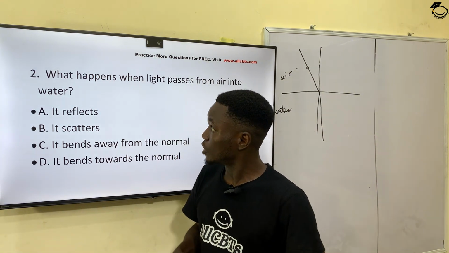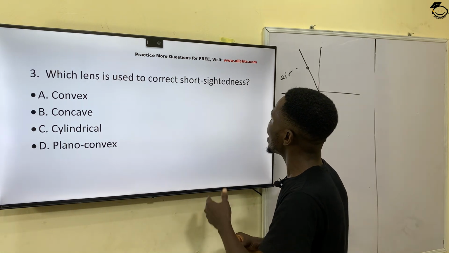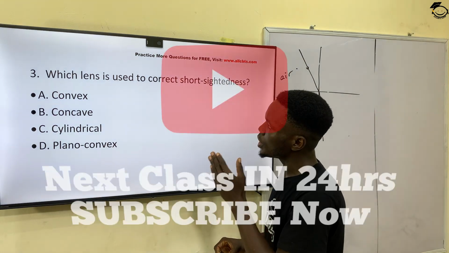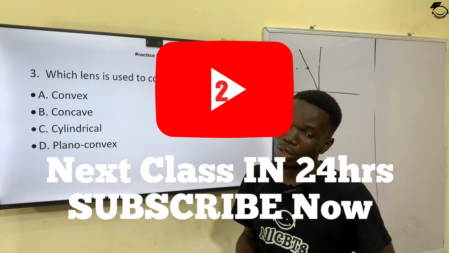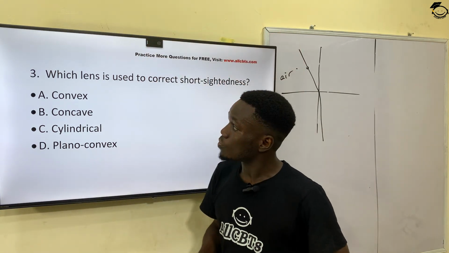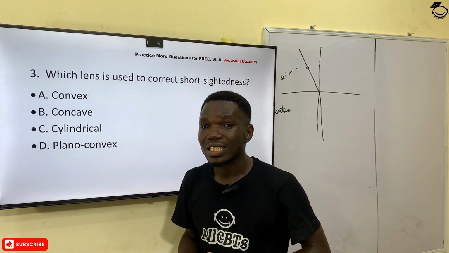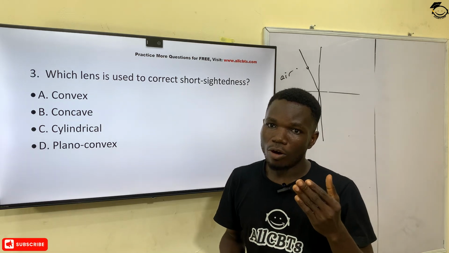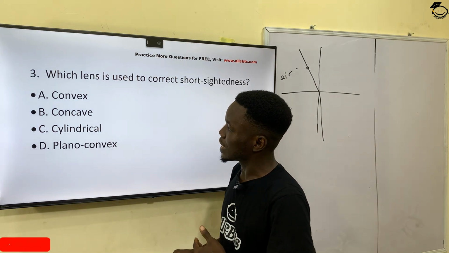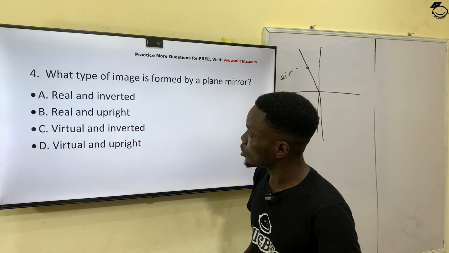Moving on to question number 3, it says, which lens is used to correct short-sightedness? We talked about short-sightedness earlier, and we said that in short-sightedness, the person can see objects that are very close, but cannot see objects that are far off. And we use a concave lens for correcting that. That is option B.